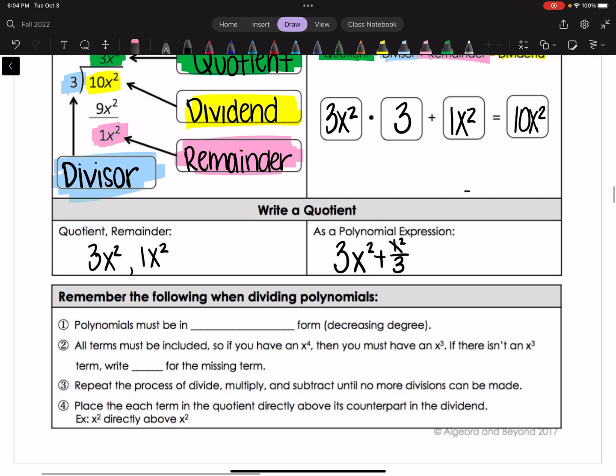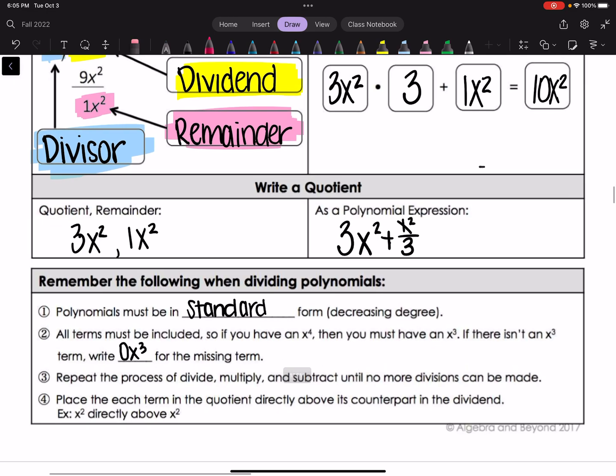So before we move to our long division examples, there's 4 reminders that we need to keep in mind as we divide. Polynomials have to be in standard form in order for our long division to be done correctly. Standard form, again, is where you go from the highest degree to the lowest degree, or the highest to lowest power of x. Our second reminder is that all terms must be included. So if you have a polynomial that starts with x to the fourth but doesn't have an x cubed term, we still have to add in that x cubed term in order for our long division to work.